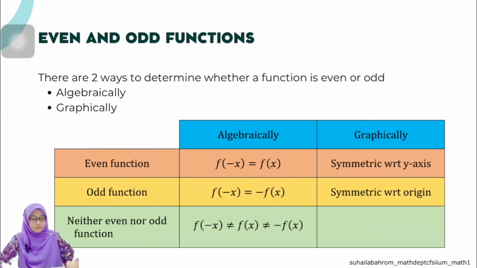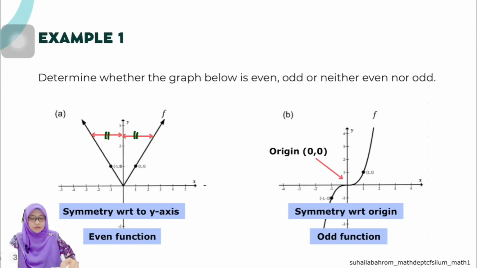Then by using the second method, the graphical method, if the graph is symmetric with respect to the y-axis, the function is an even function. But if it is symmetric with respect to the origin, the graph refers to an odd function. And if it is neither, the function is neither even nor odd. So let's look at an example of the graphical method.